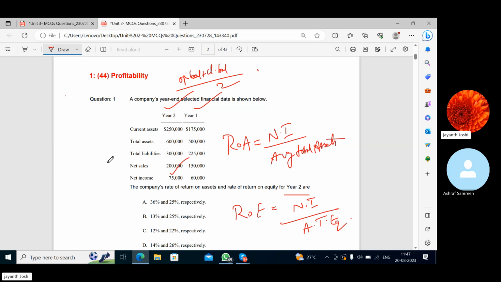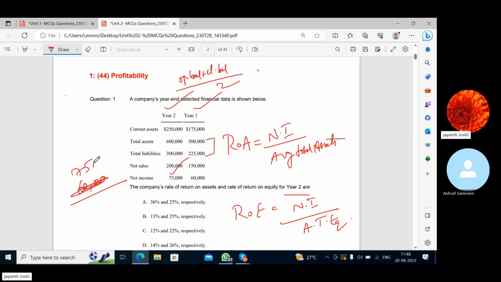So I will also simultaneously solve return on equity: net income, which is 60,000, divided by average total equity. So how will you find out average total equity? Sorry, 75,000 or 60,000? No, no, no. This is net income. Year 2 we are finding now, sir. We have to find year 2, so it is 75,000.